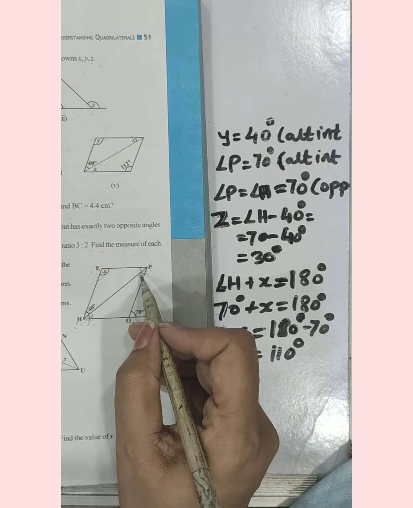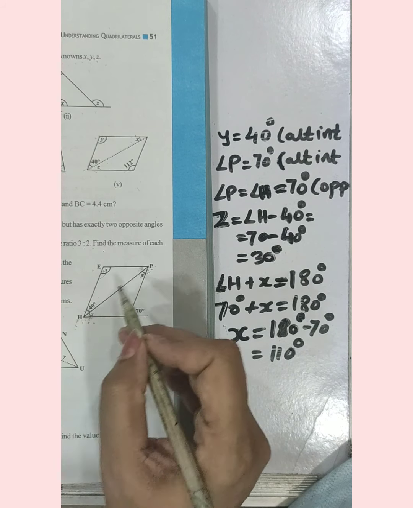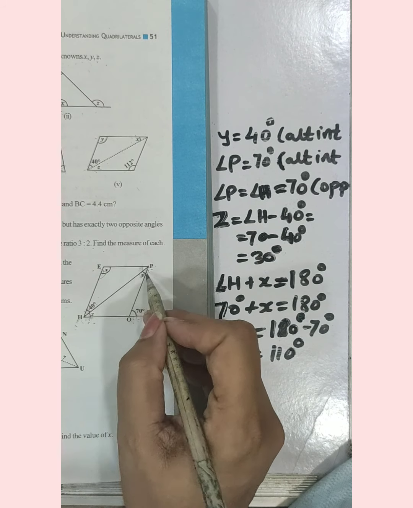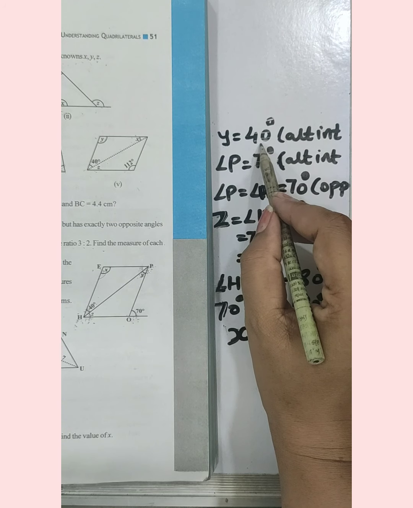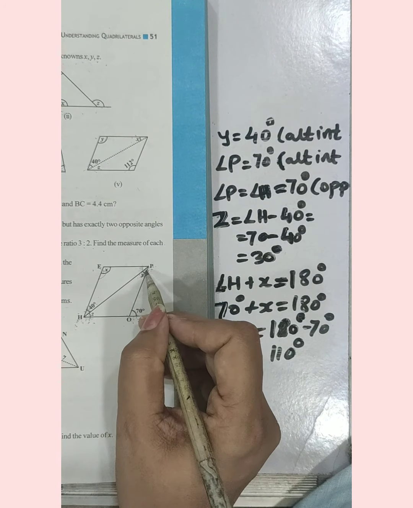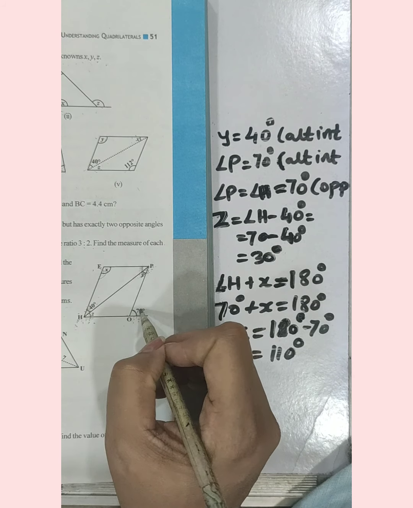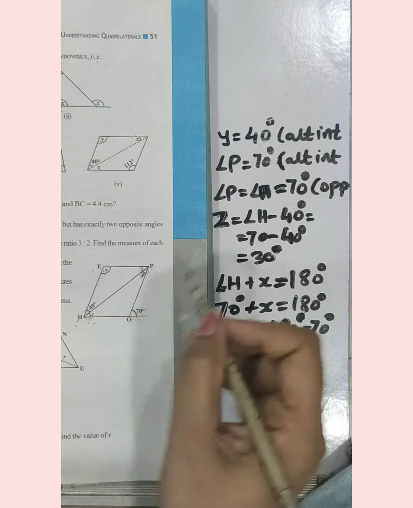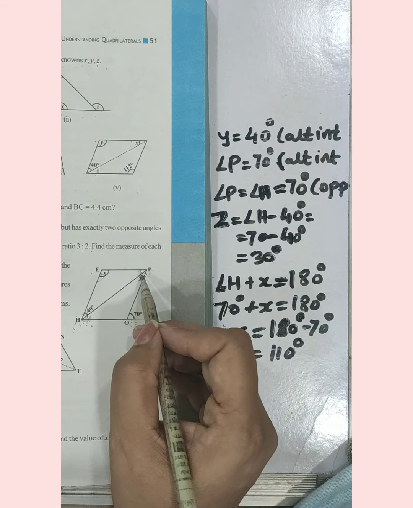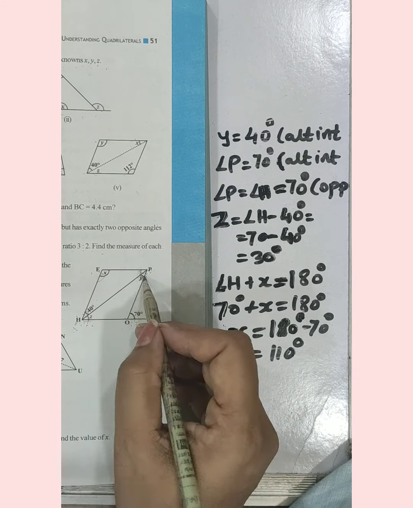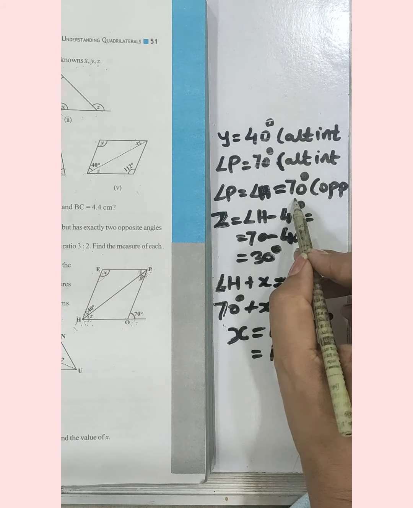Now we start with y. As you can see, angle y and 40 degrees both are making alternate interior angles. They are both interior angles. So I can write y is equal to 40 degrees. Similarly, this angle P and angle O both are also alternate interior angles. So I can write angle P is equal to 70 degrees. Now my angle P and angle H both are opposite angles. So I can write both equal to 70 degrees.